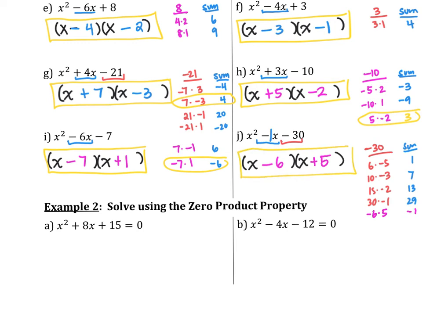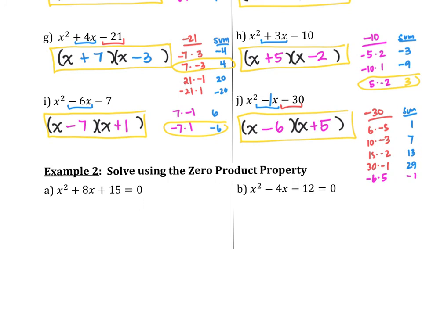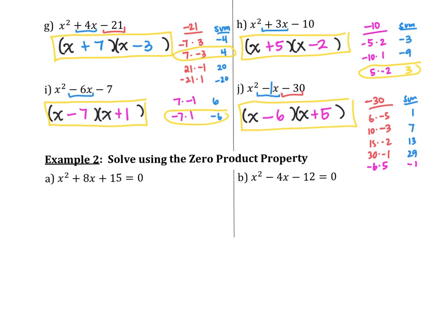Okay, after all that, what is the point of this? Well, one day we're going to solve equations that look like this. Actually, today we're going to solve an equation that looks like this. It's equal to 0 and it's in standard form. I want to solve it using the zero product property. The zero product property only works when it's in factored form. So I have to factor this.